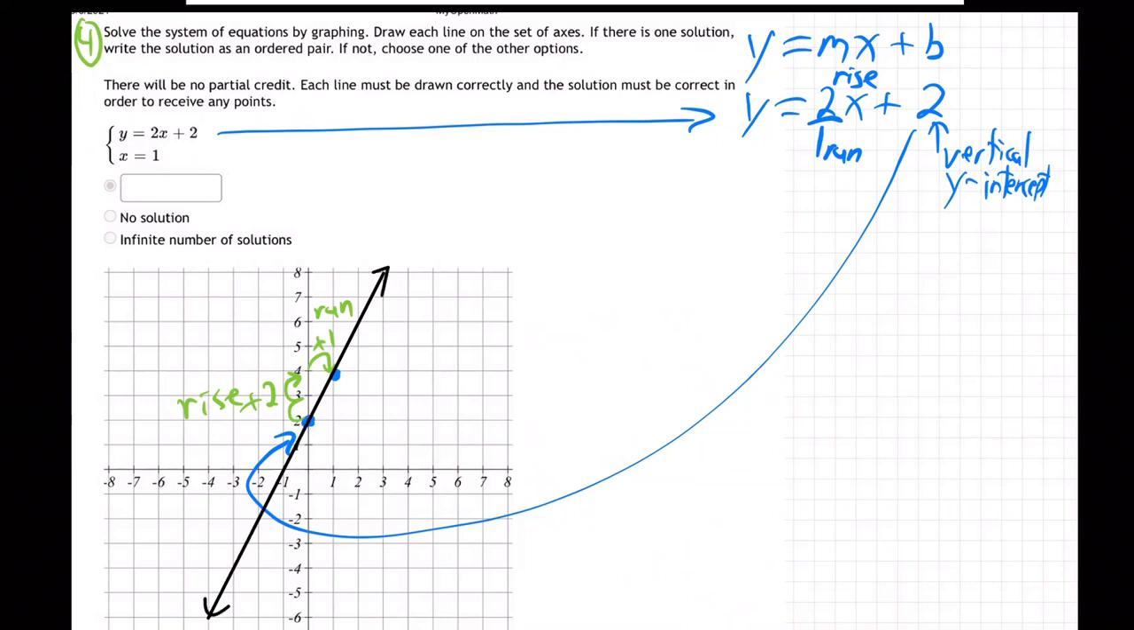There we go. How are we doing? Is that good so far? Everybody seeing what we're doing?